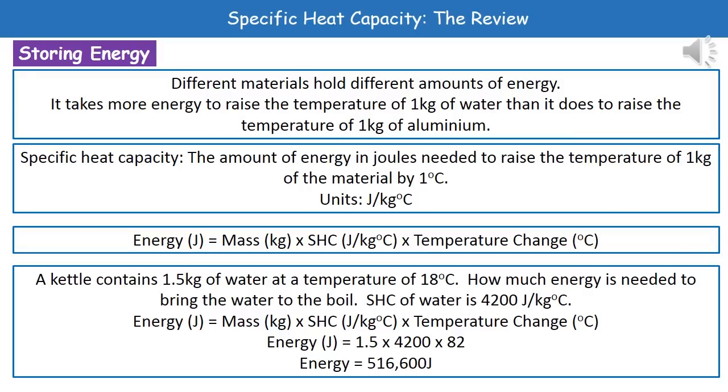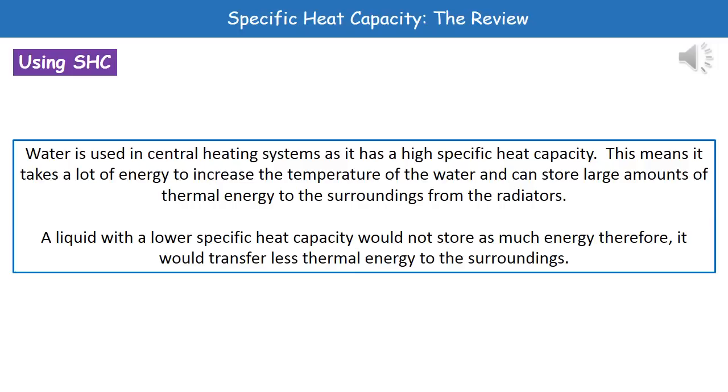We know that the mass of our water that we're changing the temperature of is 1.5 kilograms. We know the specific heat capacity is 4,200, and the last thing we need to do is work out the temperature change. Hopefully we remember that water boils at 100 degrees Celsius, so 100 minus 18, the starting temperature, gives us a temperature change of 82. So it's going to be 1.5 times 4,200 times 82. And that gives us our final answer for the energy of 516,600 joules.